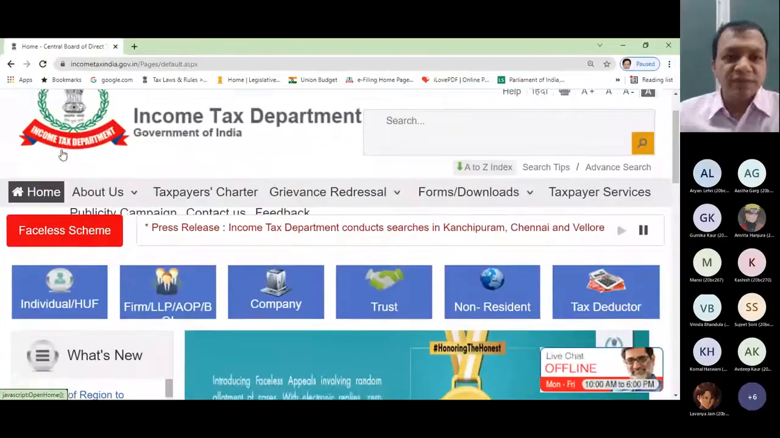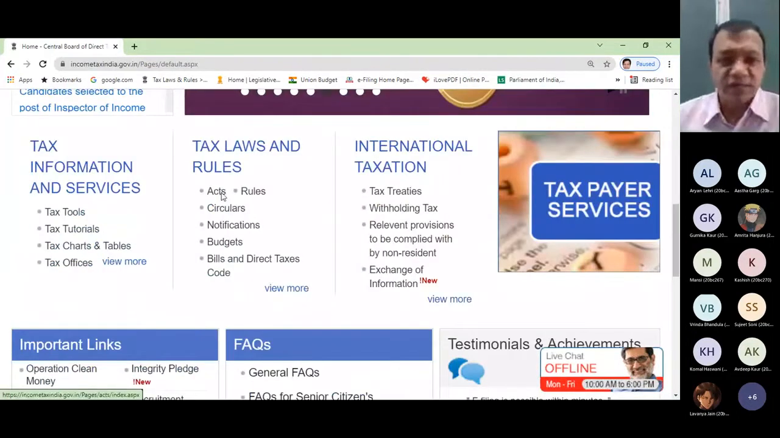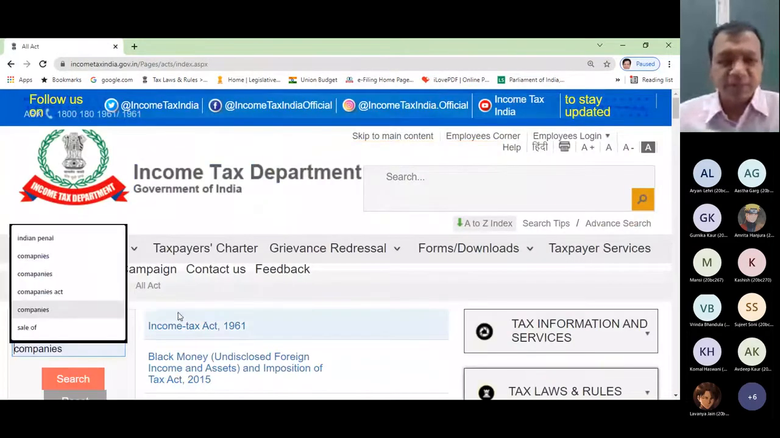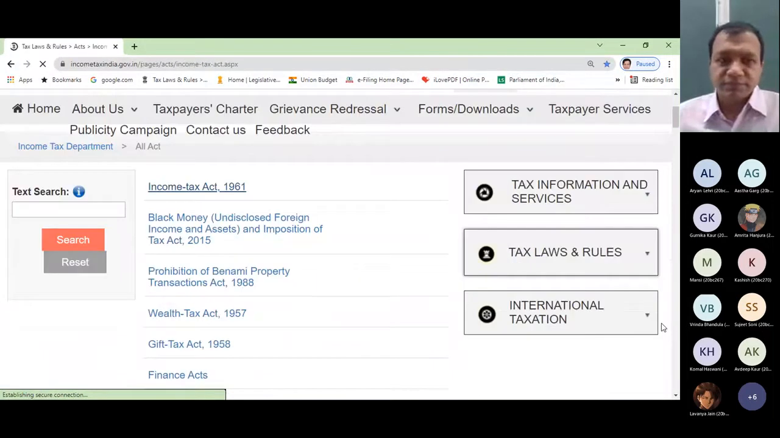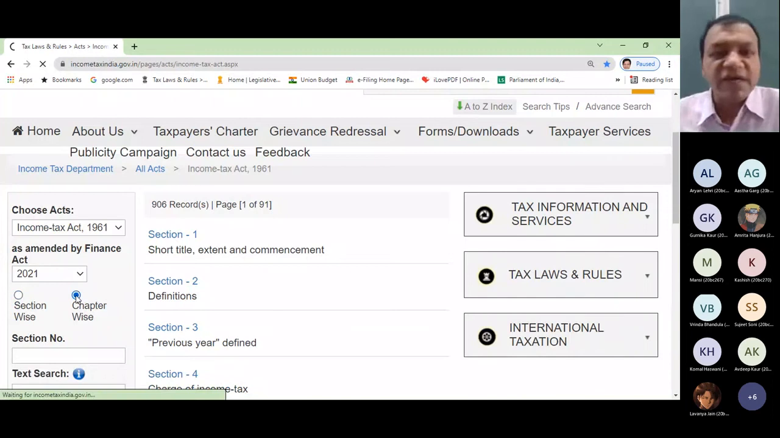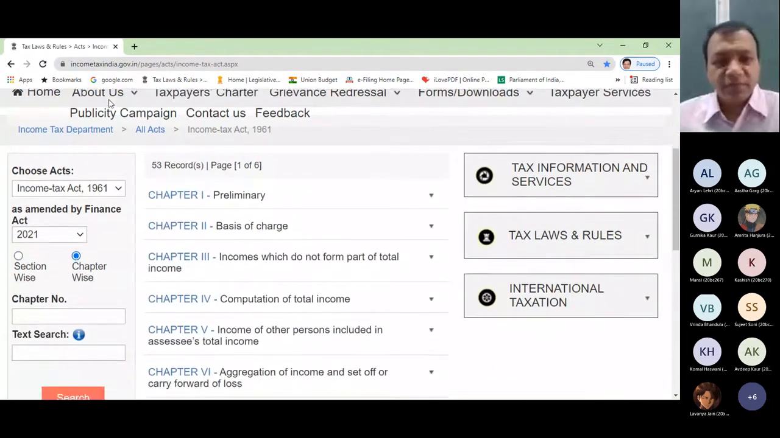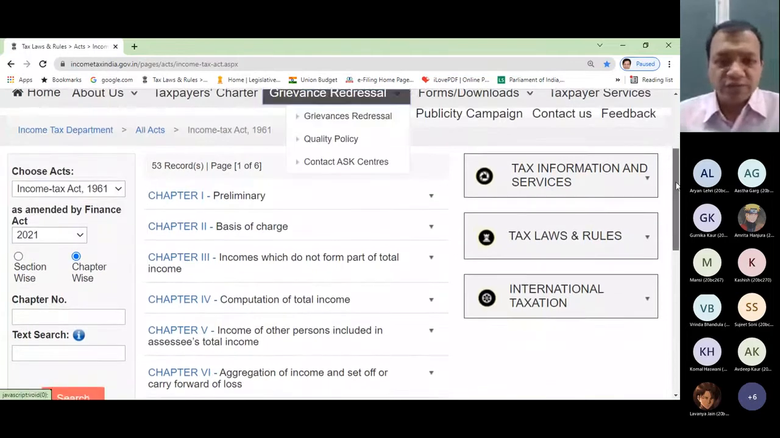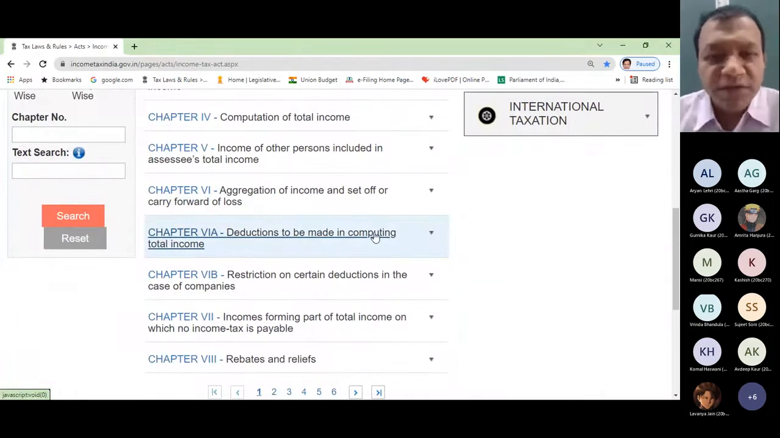I hope the website is visible, incometaxindia.gov.in. These are acts. So I will refer to Income Tax Act 1961. It is basically chapter 6A. All the deductions are given in chapter 6A. Chapter 1, 2, 3, 4, 5, 6, and this is 6A. As you can see, the heading of 6A, deductions to be made in computing total income.